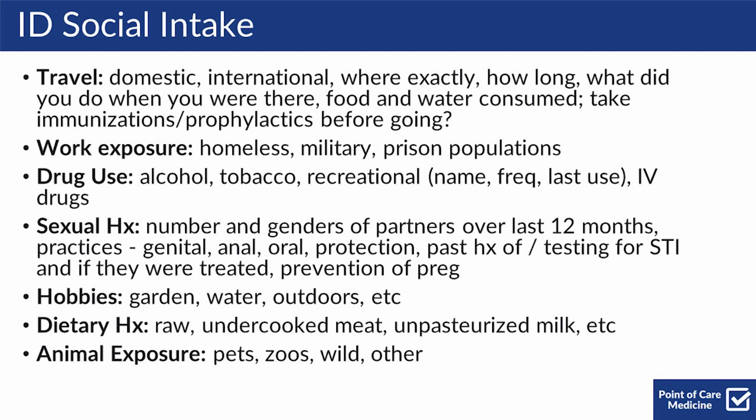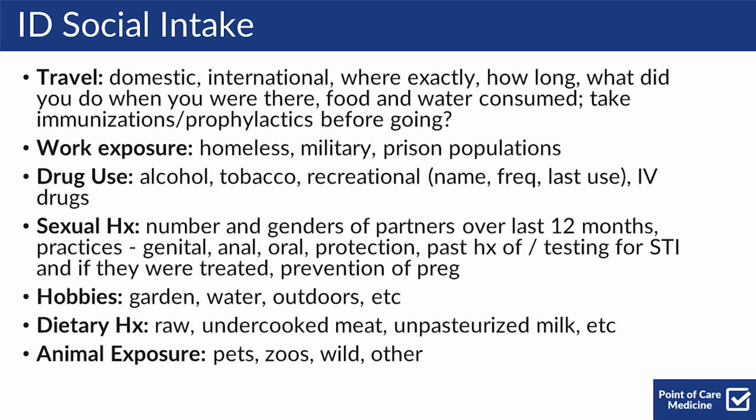Work exposures, including if the patient is homeless or works with the homeless population, served in the military, or was imprisoned. Also ask about drug use, including alcohol, tobacco, recreational, and IV drugs. The patient's sexual history, including the number and genders of their partners over the last 12 months. Their practices, including genital, anal, oral sex, as well as protection they've used, whether they've been tested for STIs in the past, and if they've been treated.